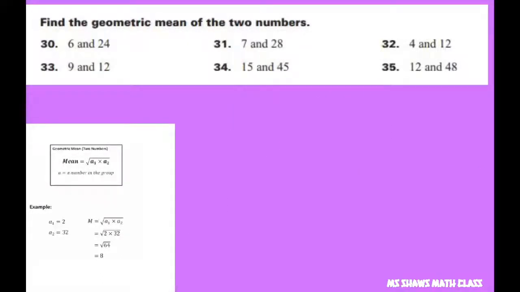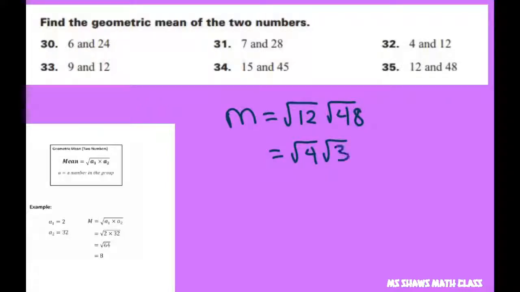And the last one, let's try not to use a calculator on this. I'll go ahead and break it down. The square root of 12 times the square root of 48. Well, the square root of 12 can be broken down as the square root of 4 times the square root of 3. And the square root of 48 can be broken down as the square root of 16 times the square root of 3.